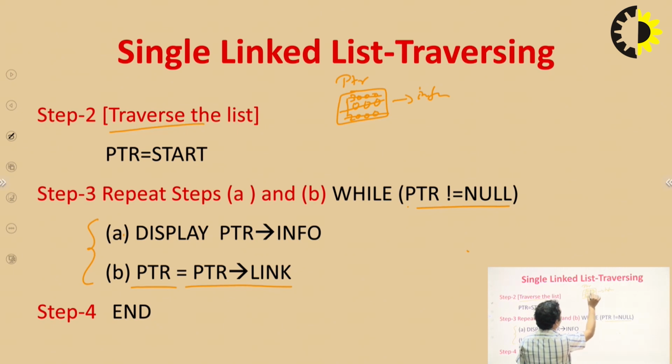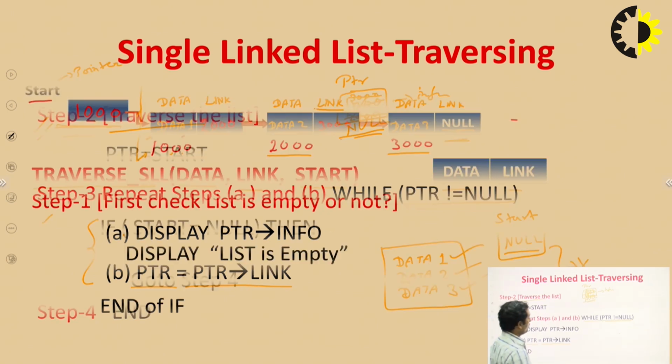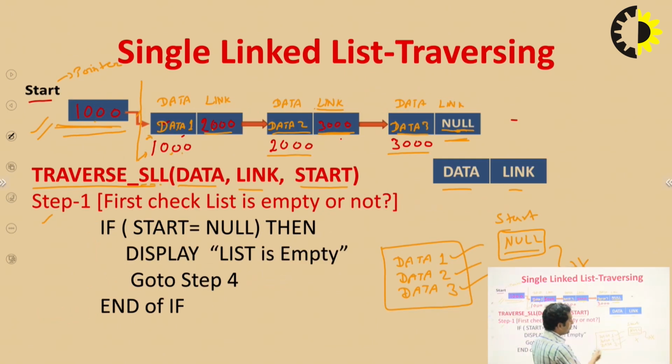Update this. This becomes null here. So in the while PTR not equal to null, now PTR becomes null. So stop here and come outside this loop to step number 4, and the process ends. So we have displayed all the information from the starting node to the last node. This is a traversing mechanism in the singly linked list.